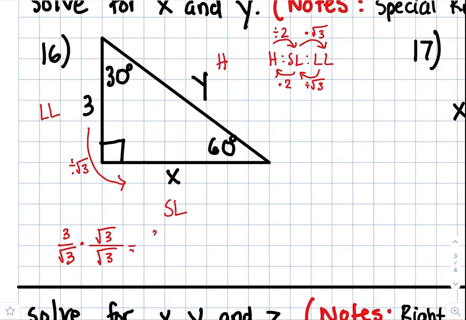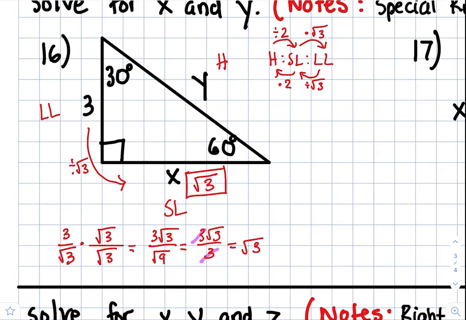3 times square root of 3 is 3 radical 3. So square root of 3 times square root of 3 is square root of 9. But you know the square root of 9 is just 3. So, you can't divide that square root of 3 by 3, because it only can be affected by another square root. But this 3 cancels off with that 3. So the only thing we have is square root of 3. And that is going to be the answer of the short leg.